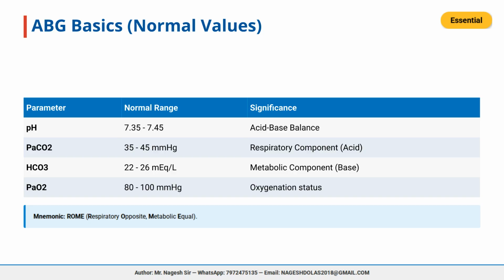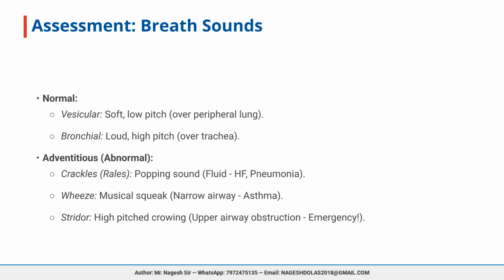This slide provides a table of normal values for arterial blood gases, which are essential for assessing acid-base balance and oxygenation. Normal breath sounds include vesicular, which are soft and low-pitched, and bronchial, which are loud and high-pitched over the trachea. Adventitious or abnormal sounds include crackles, wheezes, and stridor, the latter indicating a possible upper airway obstruction emergency.